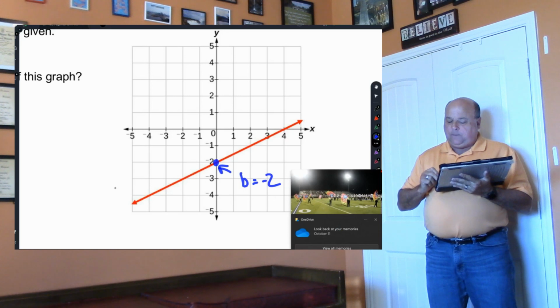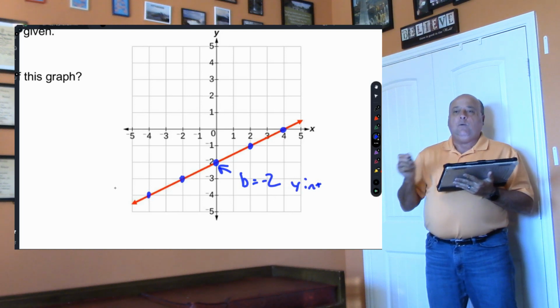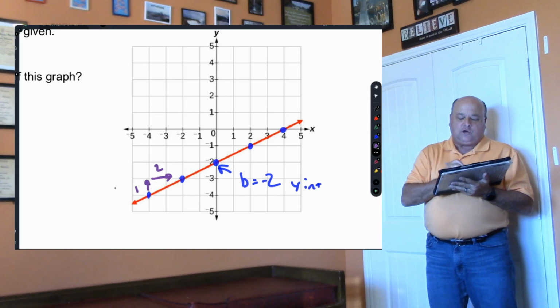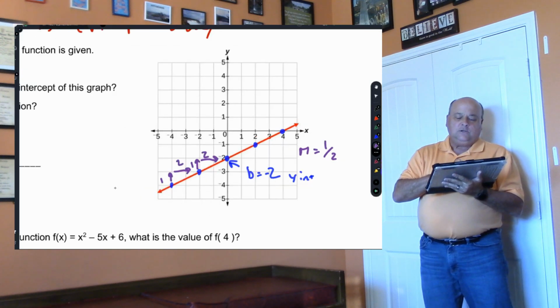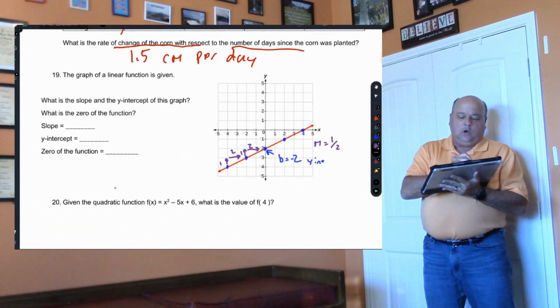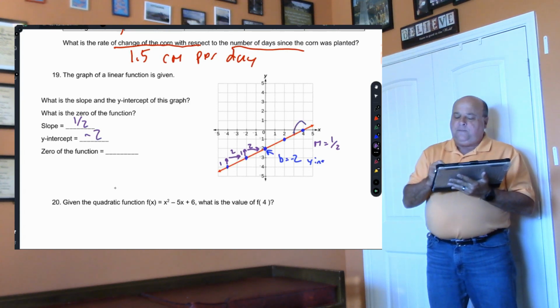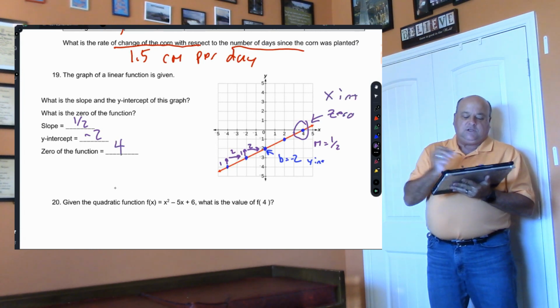Now then, dot the grid points, okay? So right here, we get this one, we get this one, we get this one, and we get this one. Notice every time we're going up 1 over 2, aren't we? Up 1 over 2. So our m is going to be 1 over 2. So let's go back to here. The slope is 1 over 2. The y-intercept is -2. This right here would be the 0, right? The x-intercept is your 0. So the 0 of the function's 4.